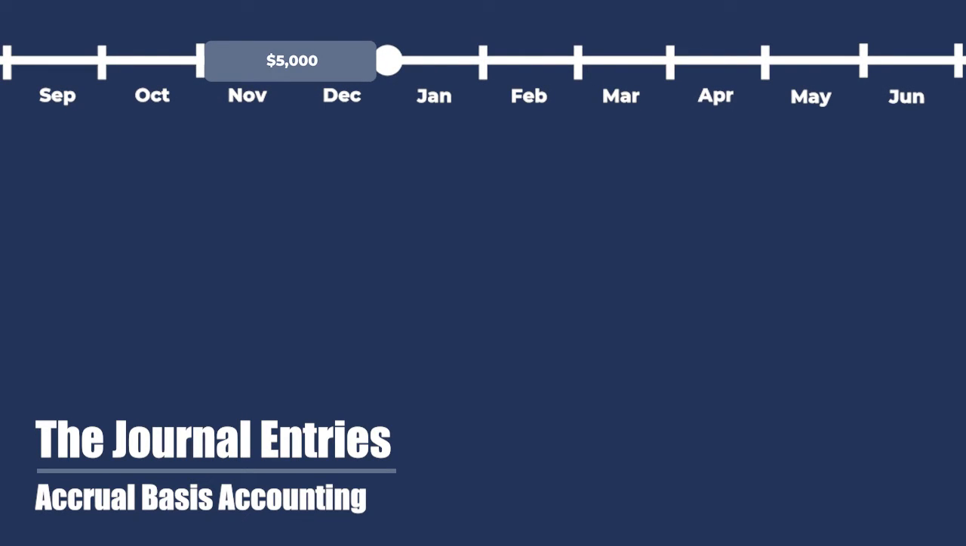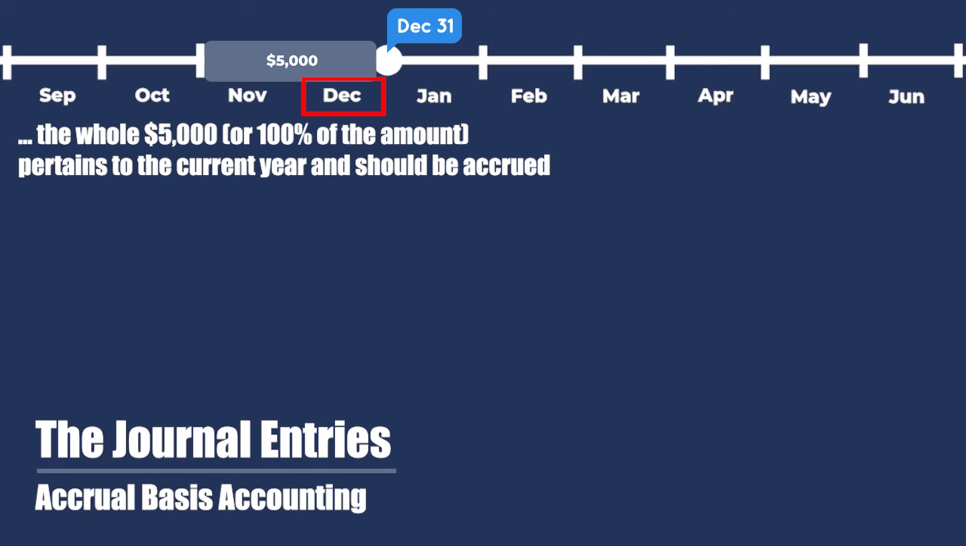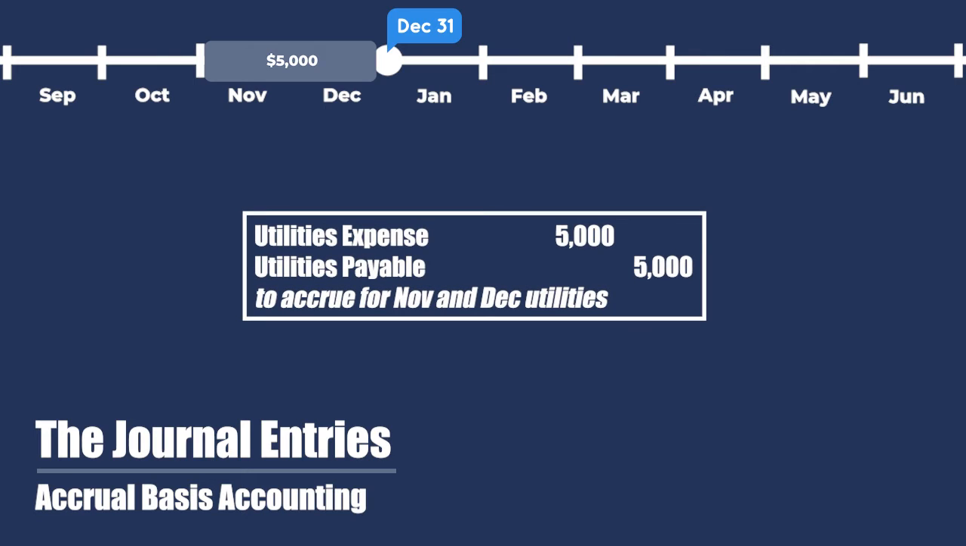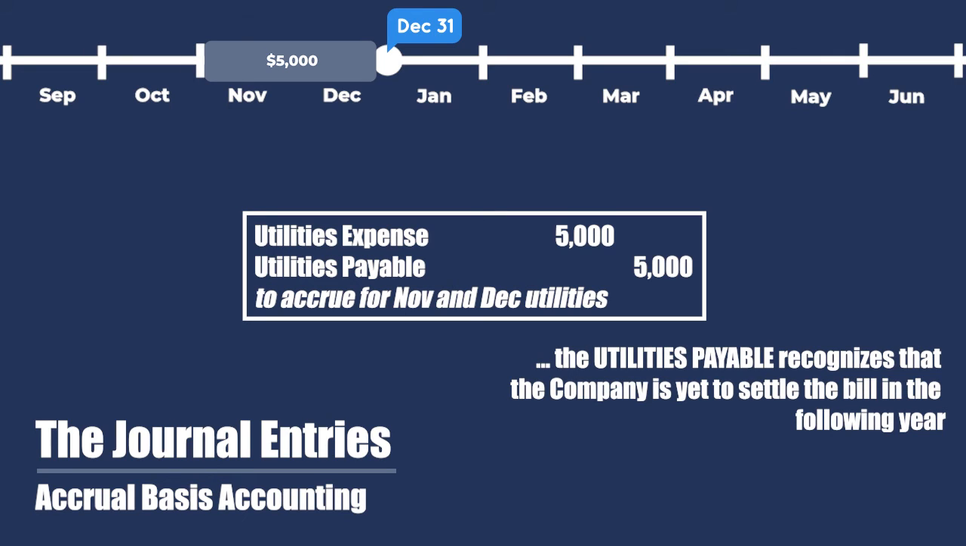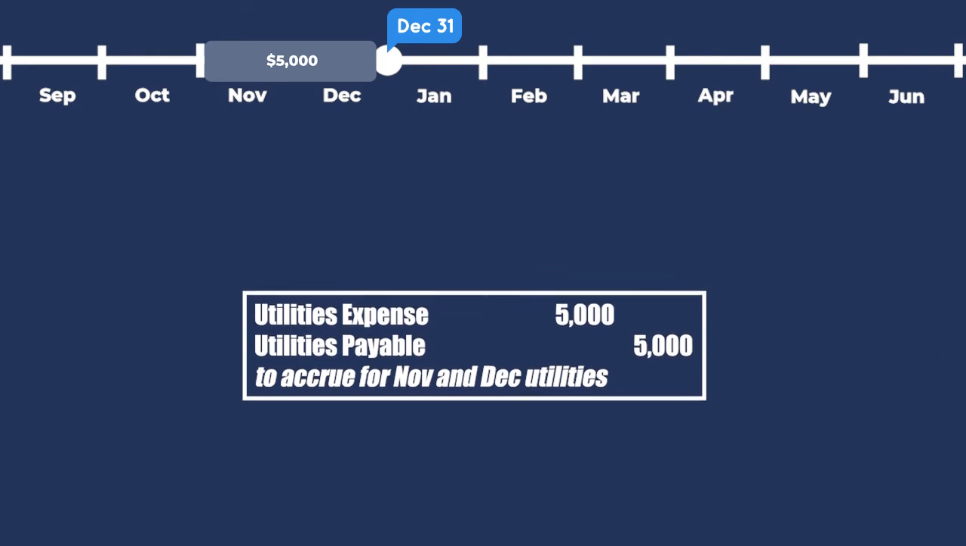In order to adjust for accrued expenses during the year end date, you need to determine how much of the bill was actually incurred during the year. In this case, since we can see that the utilities bill is for the month of November and December, 100% of the amount pertains to the current year and should be accrued. The pro forma adjustment for an accrual is a debit to an expense account and a credit to a liability account to recognize that we have a current obligation to pay for the bill in the future. We recommend you use separate liability accounts for each accrued expense transaction to be able to separate those accruals from each other. With this journal entry, we can post it to the T accounts.